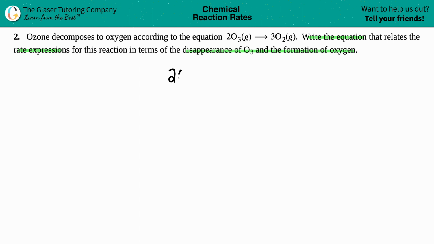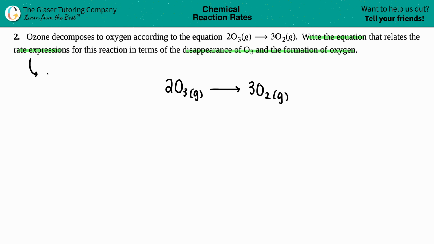So we have 2O3 gas yields 3 O2s. Okay, and now we just have to write a general rate expression. Now, they didn't specifically say what unit we're going to use, so just know that there are 2 different units that you can use for rate.